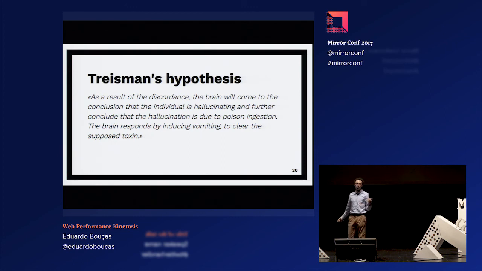And no one knows that for sure. But one of the theories, or hypotheses, is that the brain thinks that you're hallucinating. And one of the causes for hallucination is food poisoning. So it just thinks it's a good idea to throw out any food you have in your stomach to try to eliminate the problem. So I don't know what to take from this. Maybe don't get poisoned, look after your web performance, and yeah, I suppose that's that. Thank you.